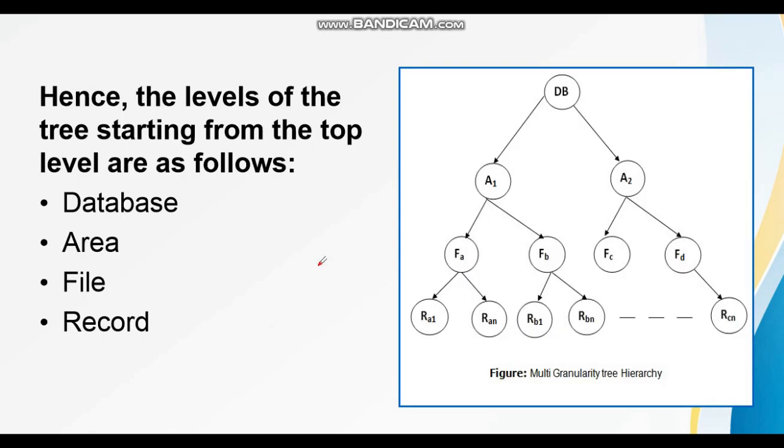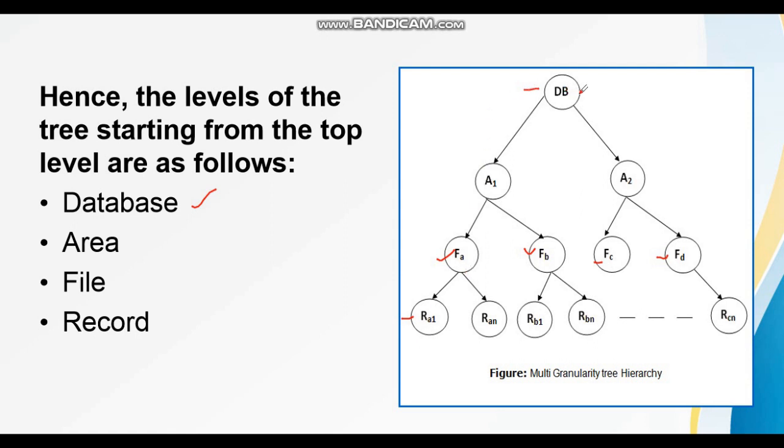Now see this. Hence, the levels of the tree starting from the top level are as follows. Very first one is database. So here you can see this is the top node of the tree, that is database. Database is having several areas. So this is A1, A2 and there can be more areas. Now, area A1 is having certain files like FA and FB. And here A2 is having certain files called FC and FD. And at the last, these are the records. So this is how the hierarchy of the database looks. Very first is database. Database is having certain areas. Area is having files and file is having records. So this way, the hierarchy is shown over here.